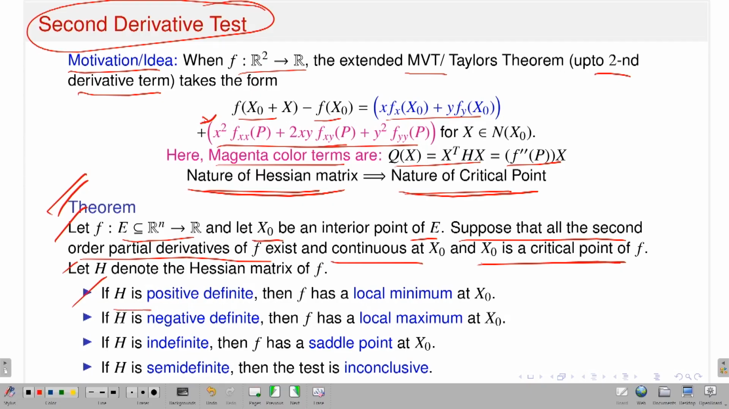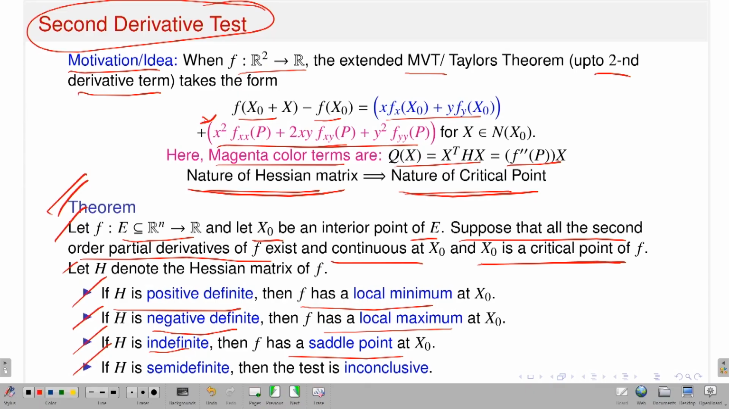So, that means if your Hessian matrix is positive definite, then F has a local minimum at the critical point x naught. If your matrix H, which is the Hessian matrix, is negative definite, then F has a local maximum at that critical point x naught. If H is indefinite, then F has a saddle point at x naught, and if H is semi-definite, then it is inconclusive. That means the test is inconclusive. That means I cannot say anything. So, this is a very nice theorem.